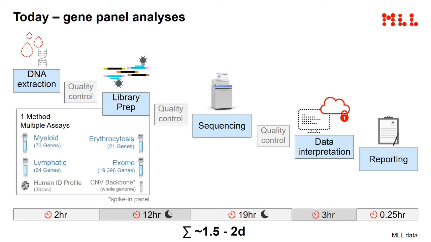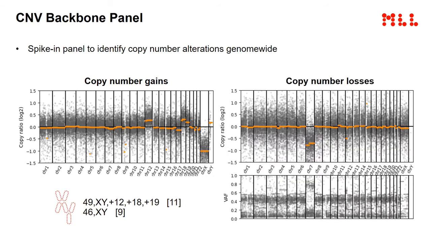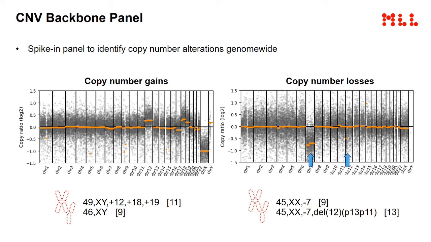All that can be done within 2 days or even less. Just for some examples for the CNV backbone panel, you very nicely can see here the gains of chromosome 12, 18, and 19 with a 50x coverage, and normally we cover our panels 1800x and minimum 400. This is only 50x coverage, and this is another case with the monosomy 7, but also a loss of heterozygosity in chromosome 12, leading to a deletion.